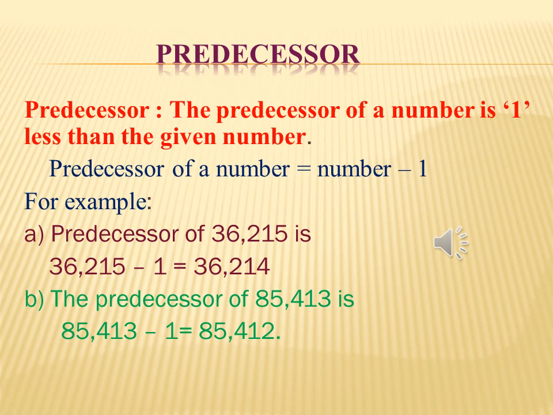Similarly, the predecessor of 85,413 will be 85,413 minus 1, which is 85,412. Hope you all have understood what is predecessor and what is successor.